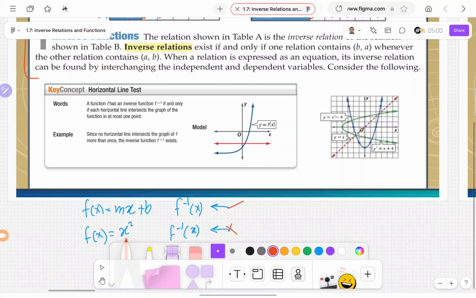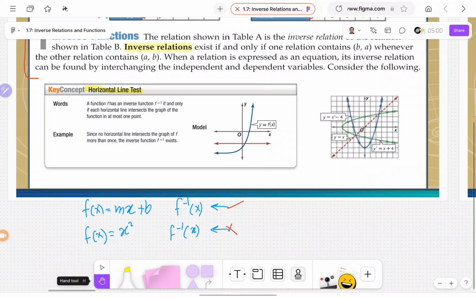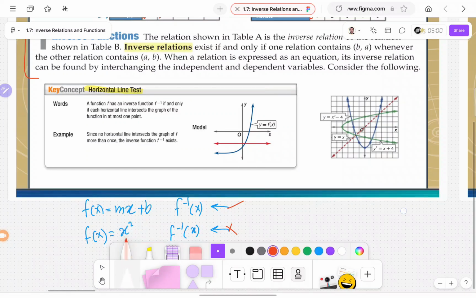We have something we call the horizontal line test. What is exactly the horizontal line test? From its name, horizontal line, it's a line like this. So what you have to do is draw a horizontal line like this one on the graph, and if the graph intersects with your horizontal line at 2 points or more, that means this function does not have an inverse. If the function intersects at only 1 point, that means it has an inverse. If the function intersects at 2 points, it doesn't have an inverse.